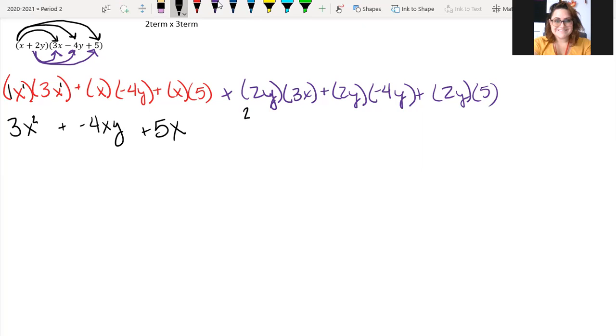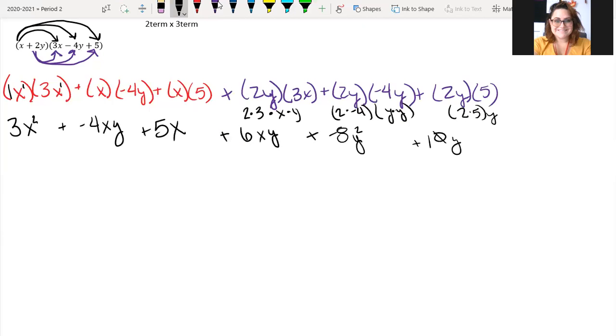Over here, we would have 2 times 3 times x times y. And 2 times 3 becomes 6. We can't do anything with xy, so it stays the same. Over here, we would have 2 times negative 4 and y times y. 2 times negative 4 would give us that negative 8. And y times y becomes y squared. On the last one, we would have 2 times 5y, which gives us 10y.